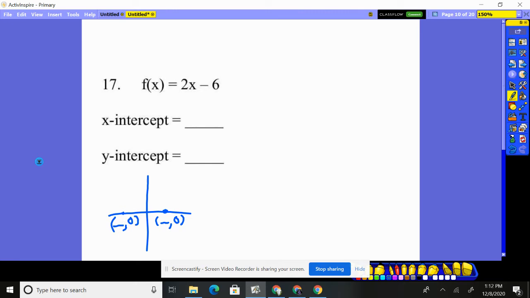So for the x-intercept, we're going to simply set the y equal to 0. So the equation is f of x is 2x minus 6. F of x is y. So we're going to simply set the y to 0. So 0 equals 2x minus 6. Add our 6 to both sides. 6 is equal to 2x. Divide by 2, you should see x is 3. So the x-intercept is 3, comma, 0. That's where it's crossing. It actually was going to cross right there at 3, 0.